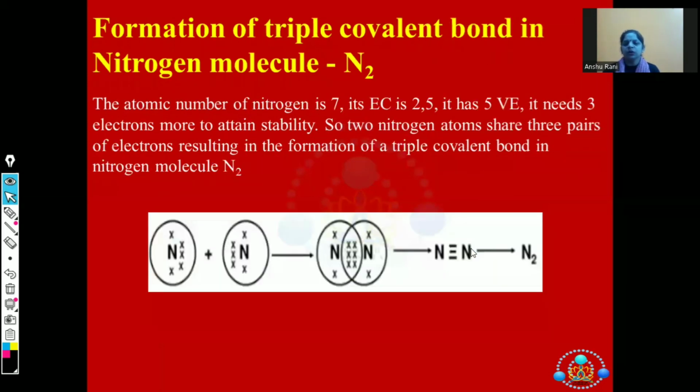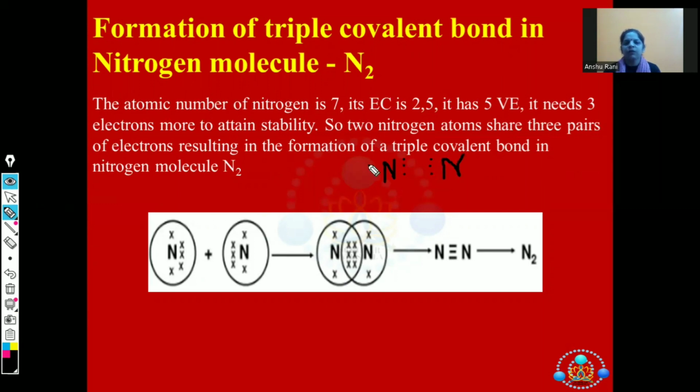In case of nitrogen, nitrogen is having atomic number 7, so its configuration is 2,5. It wants to gain 3 electrons to complete its octet. So they will share 3 pairs of electrons between themselves and they will complete their octet by sharing 3 pairs of electrons. The number of pairs they are sharing will decide their bond order. Like in case of nitrogen, we are sharing 3 pairs of electrons. So there would be nitrogen, nitrogen, triple bond as they are sharing 3 pairs of electrons.